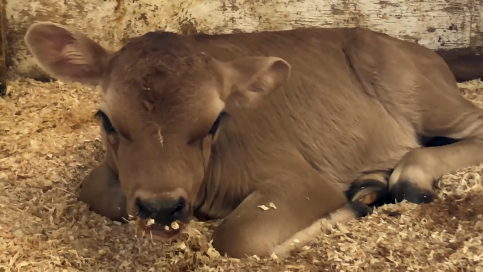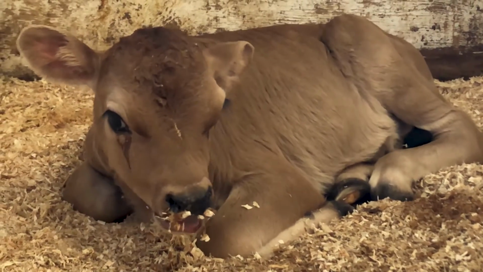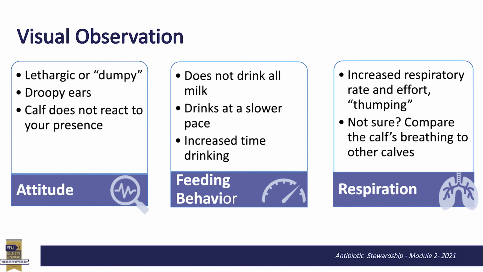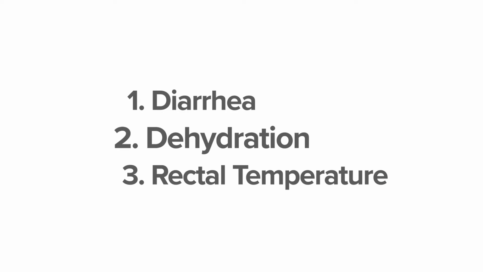Other causes for concern in calves that have diarrhea are depression, a change in attitude, or if they have a fever. Depressed calves can be characterized by a negative change in attitude, alertness, or even feeding behavior. Next, we'll assess dehydration. Dehydration is a major factor in a health assessment.